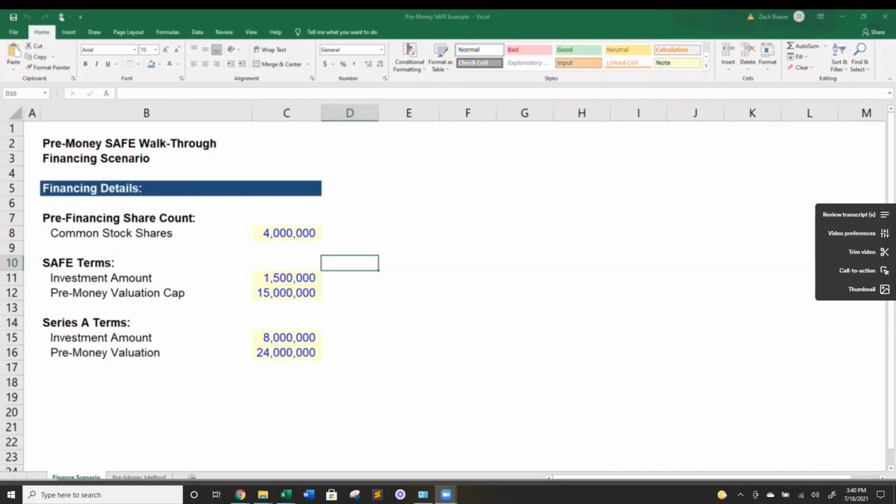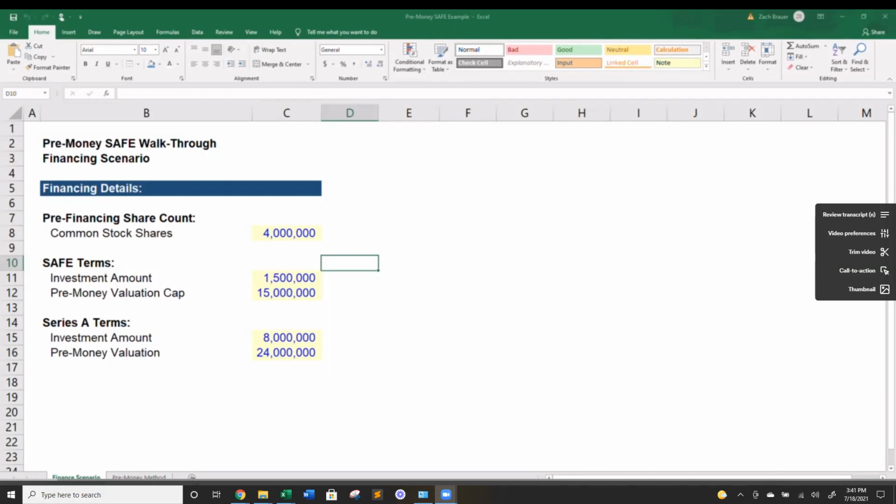In this video, I am going to be walking through how to convert a pre-money safe using the percent ownership method. In a previous video, I outlined that while there are different types of safes, pre-money safes, post-money safes, discount safes, there are really only two mechanisms that are used at the time a safe converts in terms of its interaction with the new round of financing, in this case, a Series A.